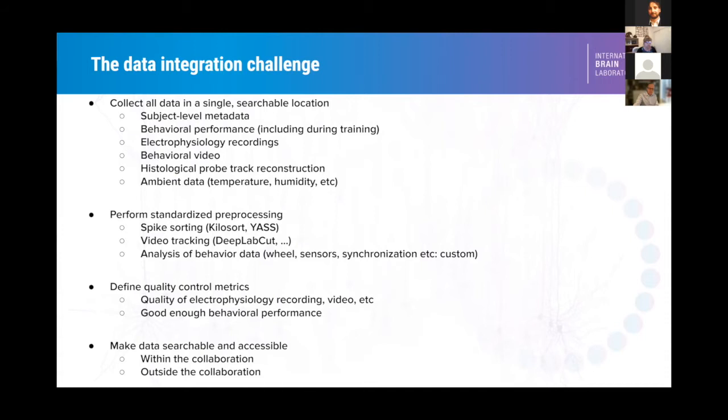Then there's all sorts of pre-processing we need to do, such as spike sorting, video tracking, and analysis of the behavioral data from the wheel they turn, the other sensors, etc. And all of this is done with custom software. We need to define quality control metrics that say whether your electrophysiology, your video is good enough for public release and for use, and also that the behavioral performance is good enough. And of course, we need to make the data searchable, both for immediate access within the collaboration before it's been curated, but then also for users outside the collaboration once we've curated and shared the data publicly.